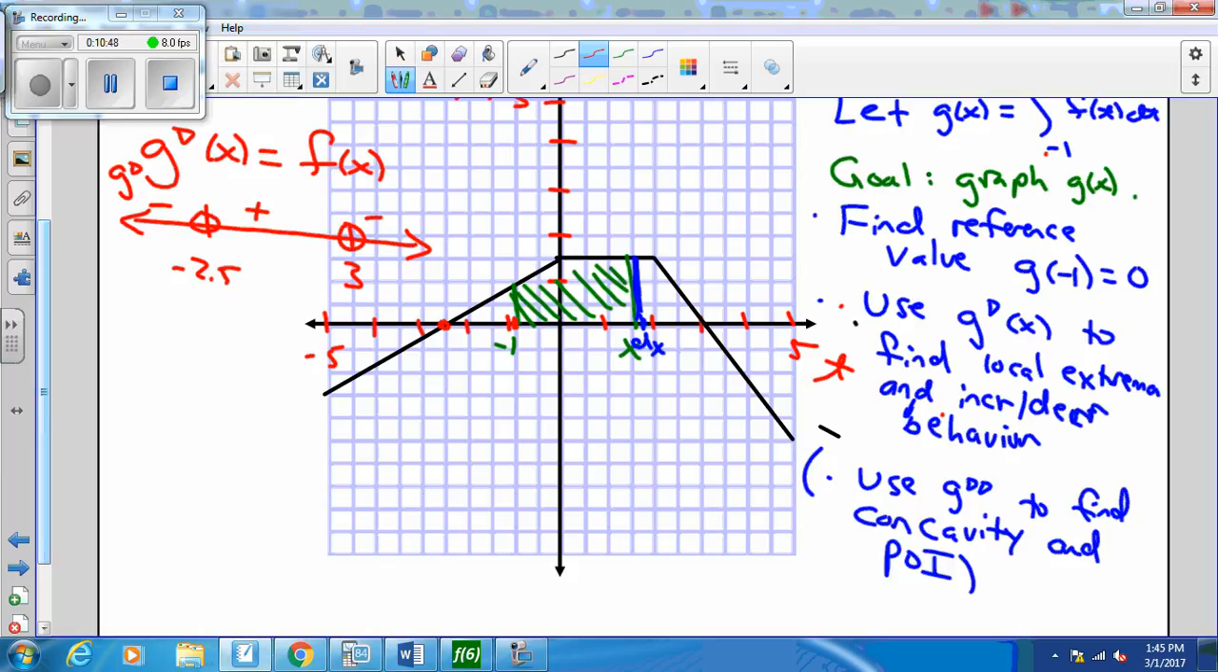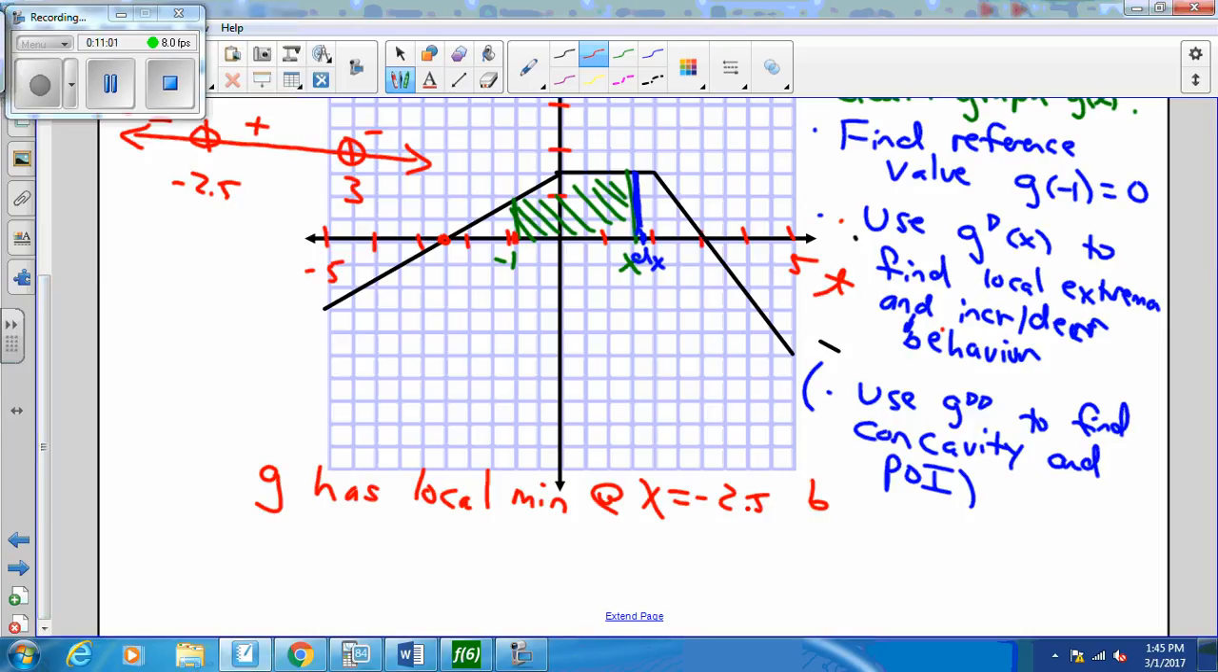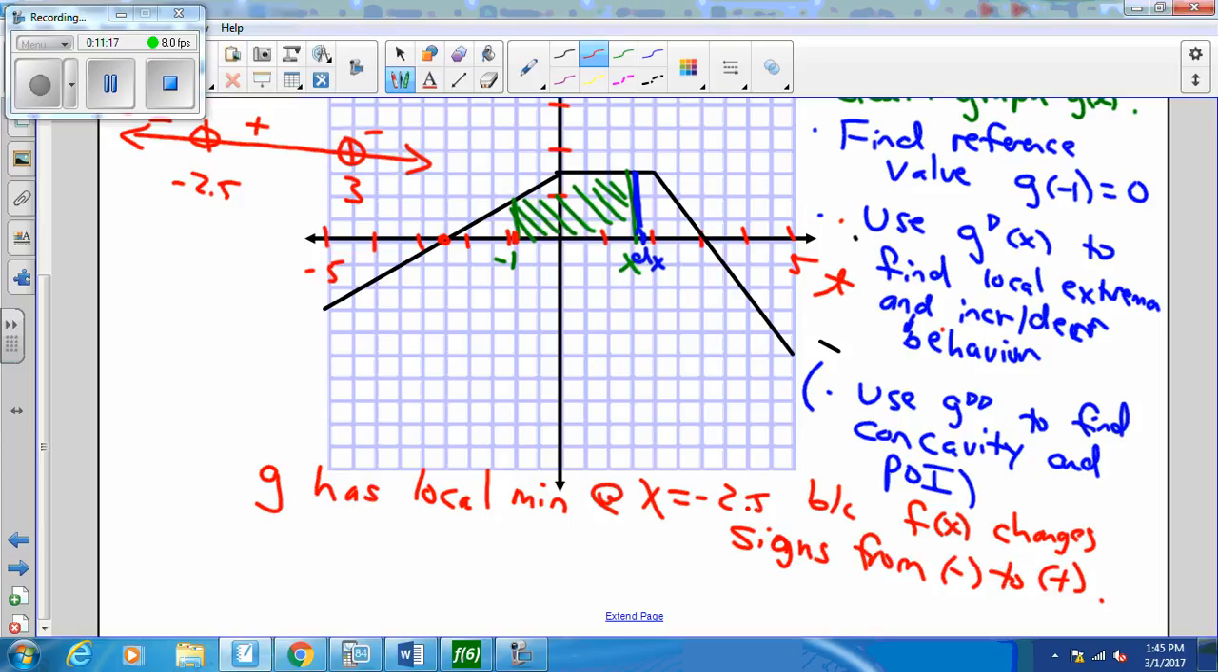Where are the local extrema of G? G has a local min at x equals negative 2.5. Why? Because... it's interesting that you said F. You could have also said G prime, right. That would have made sense. Exactly. Which one should I say? That's a really interesting question.